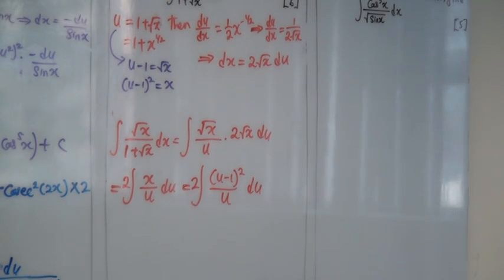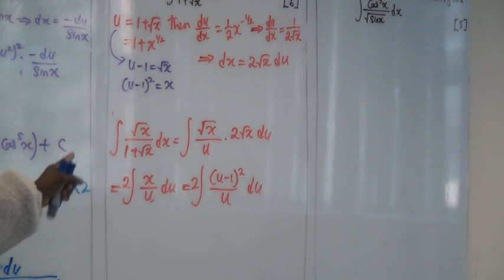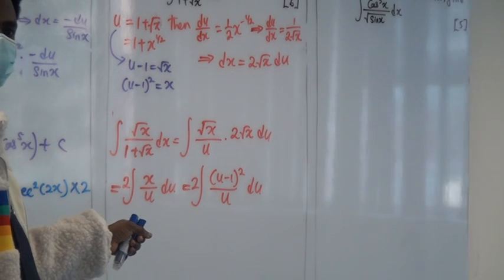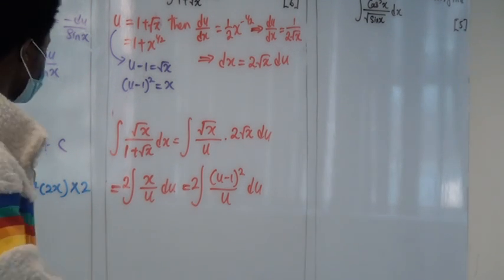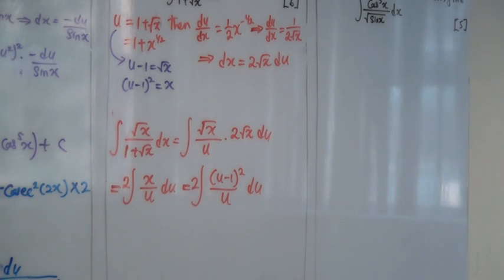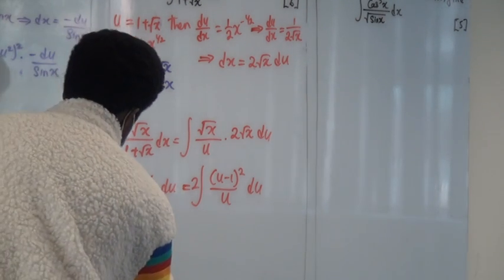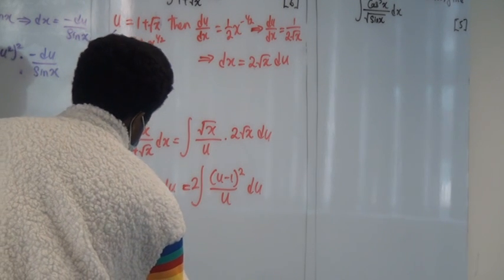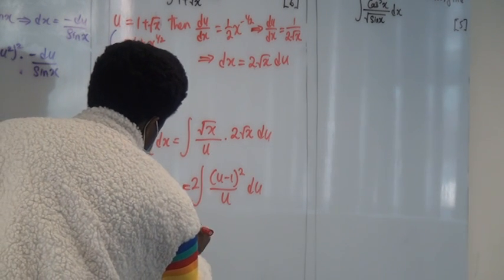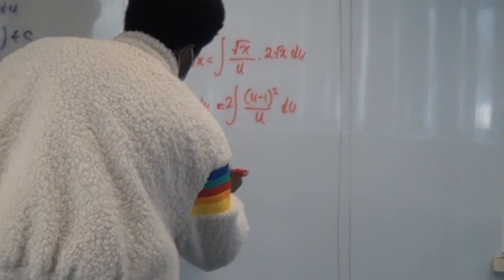Understand? Mr. Chang? Yes. Lost? No. So everything has to be in the form of u. That's why. From this point, how do you proceed? Expand. Expand. Integral, there's a 2, sorry, u squared minus 2u plus 1 divided by u du.